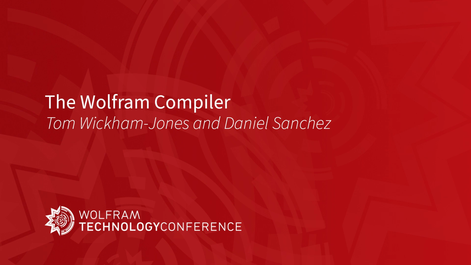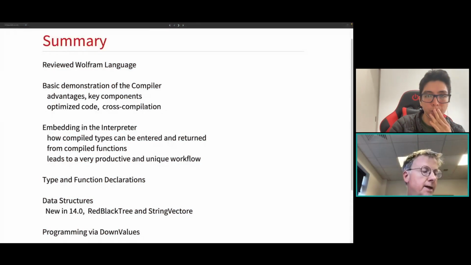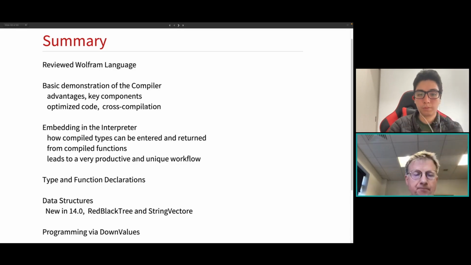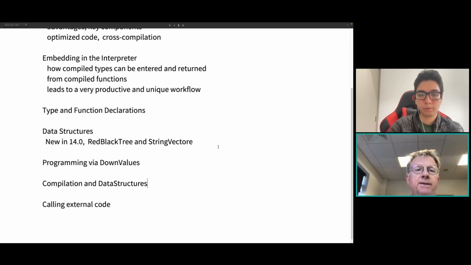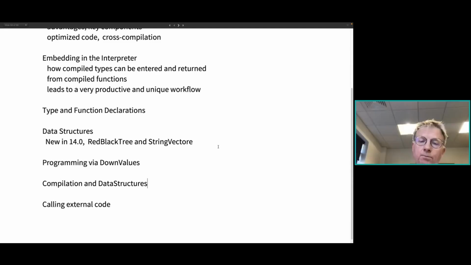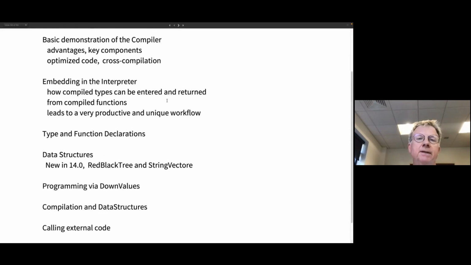Thank you, Daniel. So I'm just going to summarize the talk today. I gave a review of Wolfram Language and talked a little bit about the compiler, some of its advantages and such like. Talked about how it embeds in the interpreter, type and function declarations, data structures, programming with down values, compilation and data structures, and then Daniel showed some examples of calling external code.